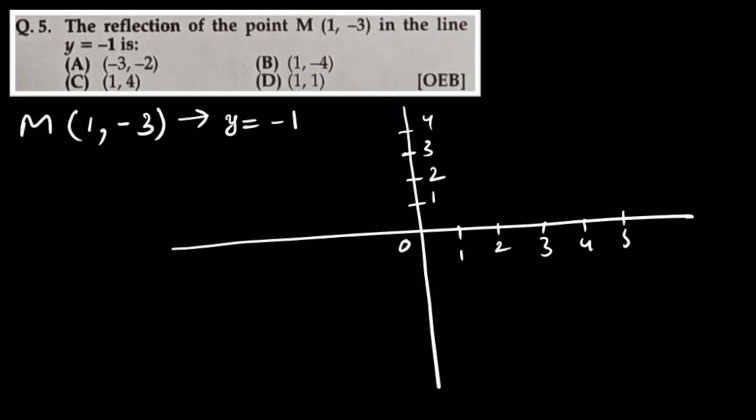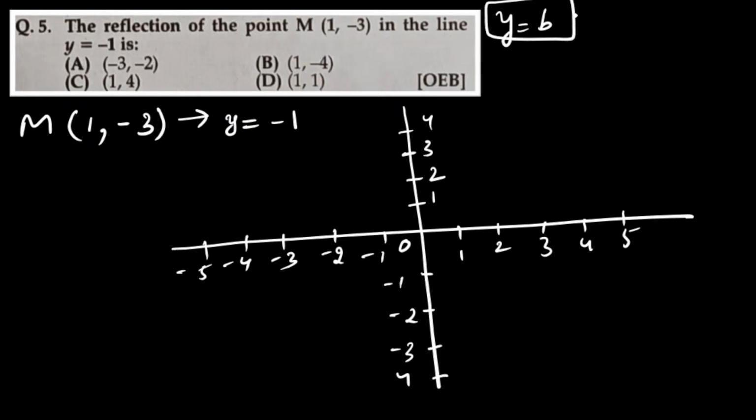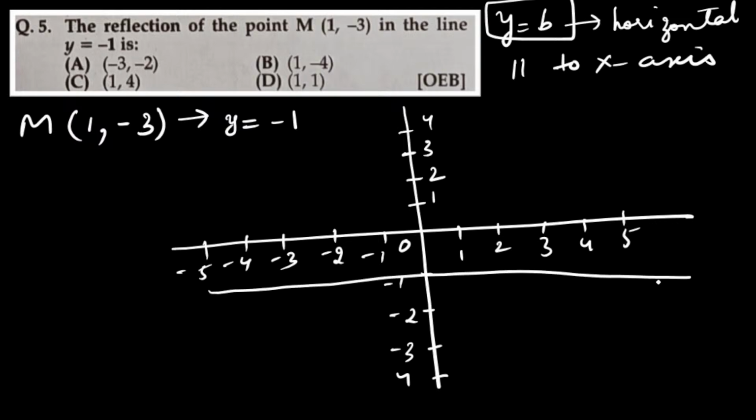You can do along with me and tell me the answer. Let's see who will tell me its answer first. So y equals -1. So y equals b. This is of that form. So this type of lines are horizontal lines, parallel to the x-axis. This is not 11, this is the symbol of parallel. So y equals -1 is this line.